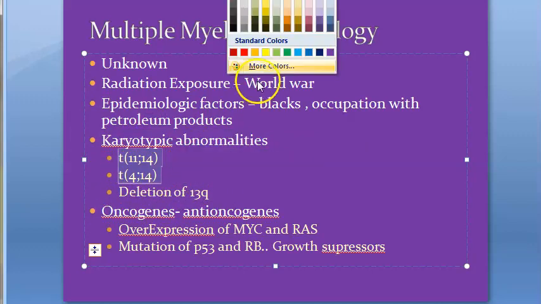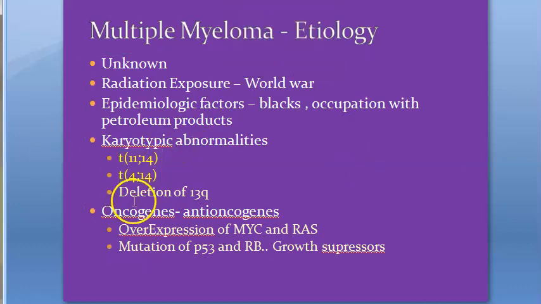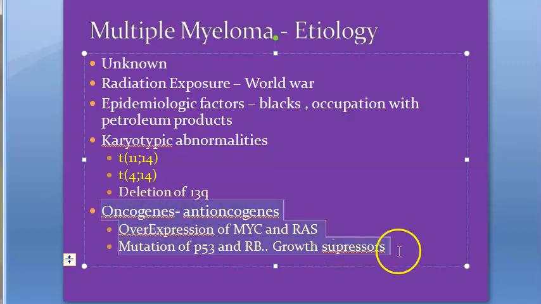Karyotyping is basically about chromosome translocation, correct? T means translocation of part of the 11th chromosome to the 14th chromosome, part of the 4th chromosome to the 14th chromosome. So basically the receiver is the 14th chromosome for multiple myeloma. There could also be oncogene changes, the overexpression of MYC and RAS oncogenes. So these RAS and MYC are oncogenes, and they may get overexpressed.